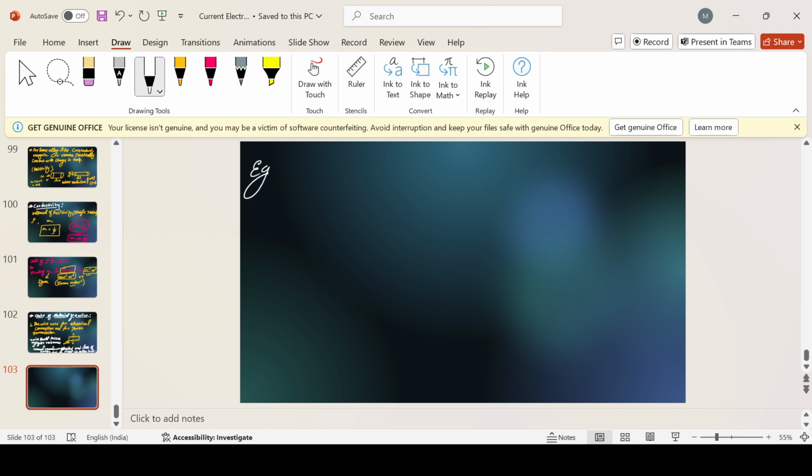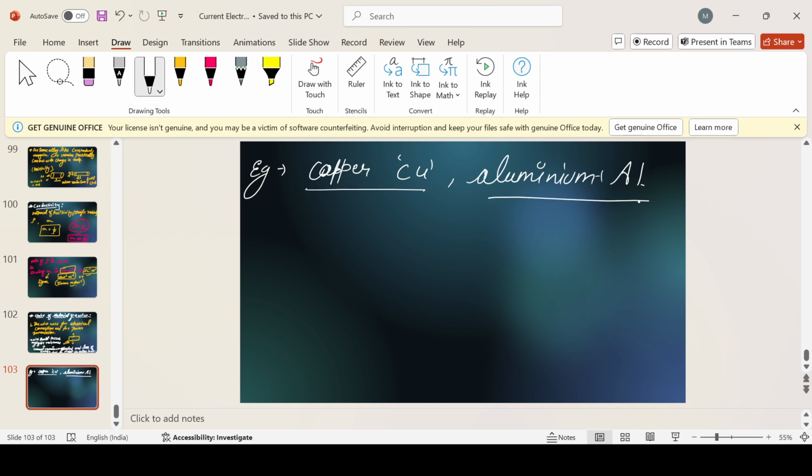For example, we take copper, that is Cu, and aluminium, Al. These are the widely used ones. So when you go to the market and look at an AC, the compressor has a winding, and the fan has a winding in it.